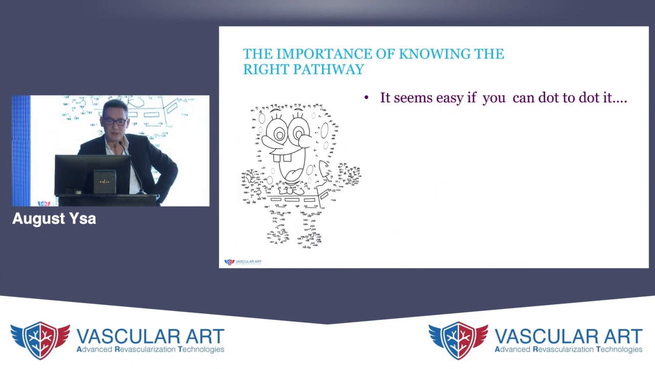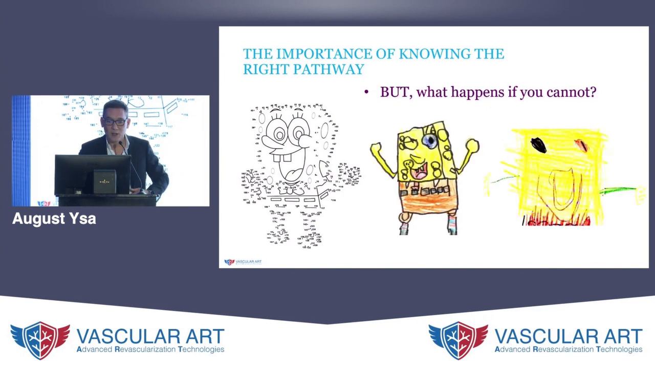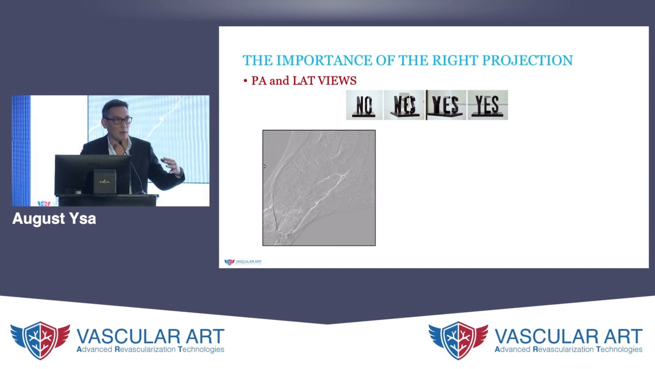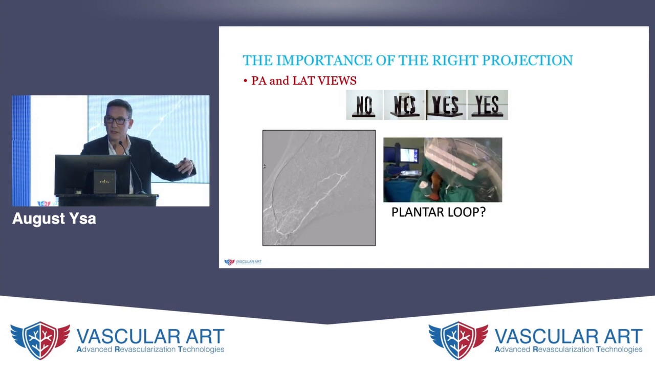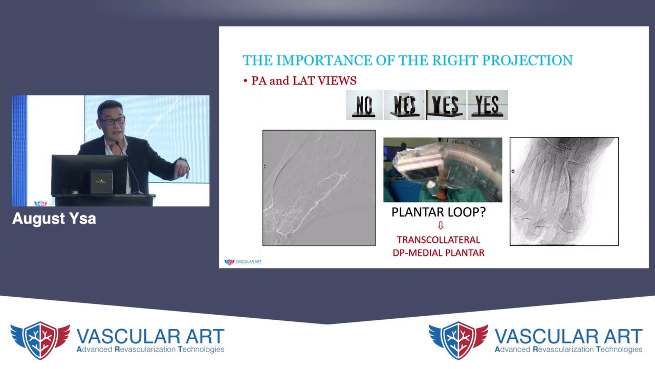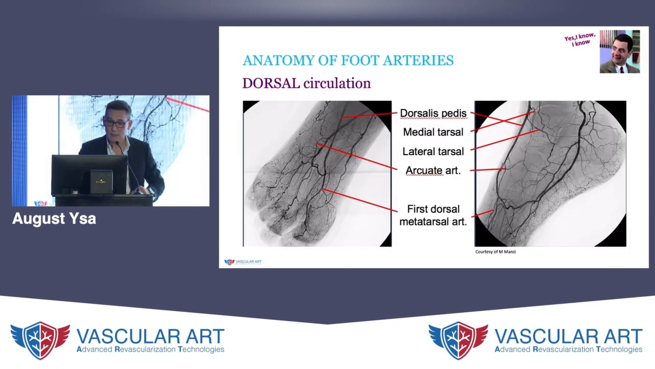This is relevant because it's very easy if you can dot to dot it, if you have some patent areas. But what happens if you don't? The outcomes are not so good, right? And for this, it's really important to be systematic and perform the two projections, because what may seem something in one view, this beautiful plantar loop, may be slightly different if you perform the AP view. This is not a plantar loop. This is a transcollateral from the DP to the medial plantar.